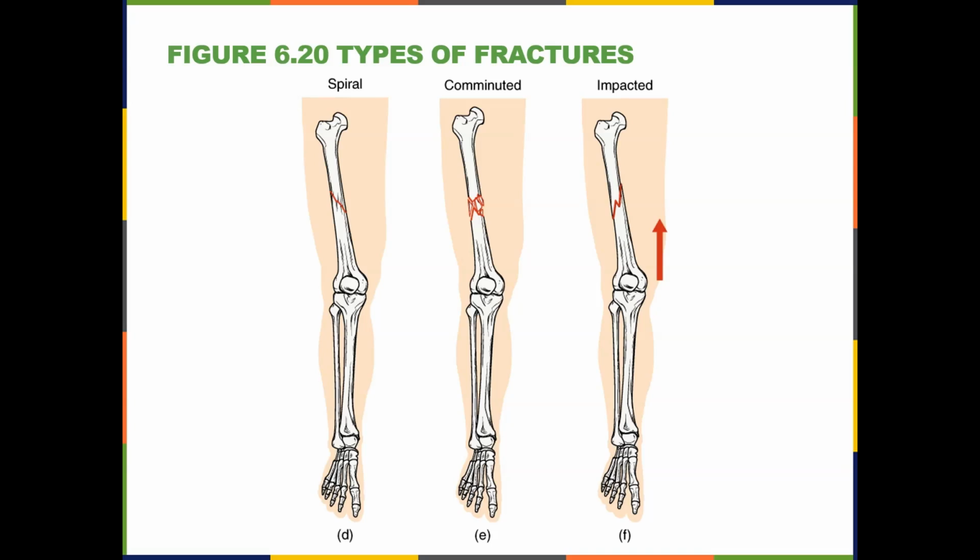Comminuted fractures occur when there are several breaks resulting in numerous small fragments between two larger pieces of bone. An impacted fracture is when one bone fragment is driven into another.